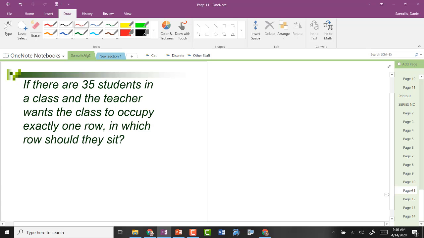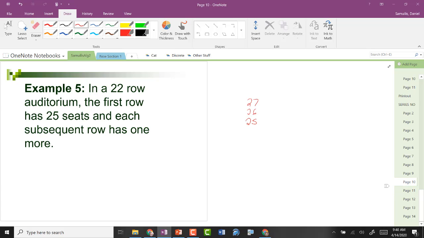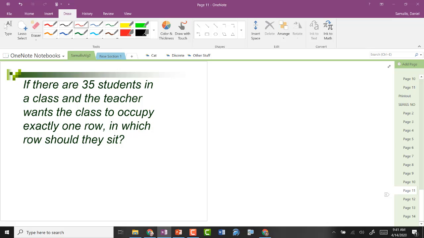All right, well, if there are 35 students in a class and the teacher wants the class to occupy exactly one row, which row could they sit in? Now you could go back through this and figure it out. It's not that difficult, the numbers are not that big, but it's all about the process, guys, the process of solving.